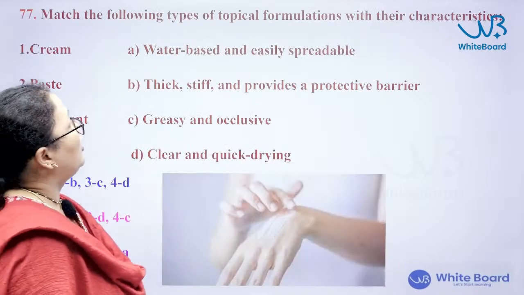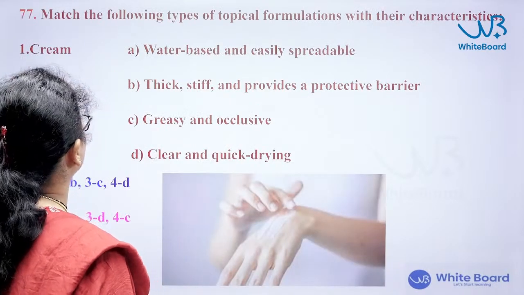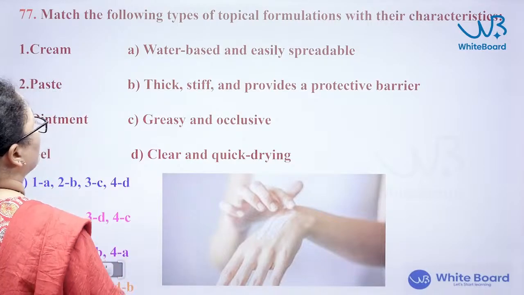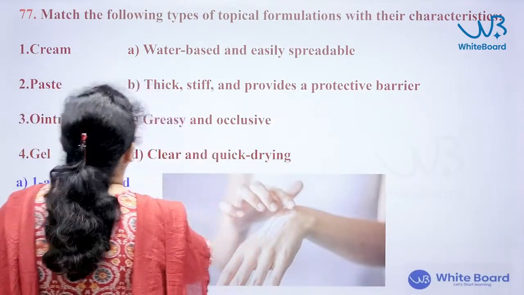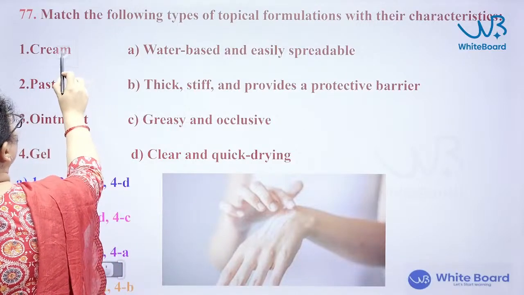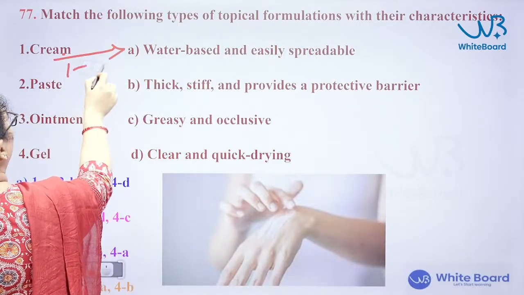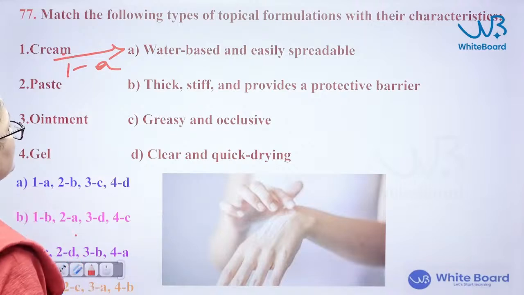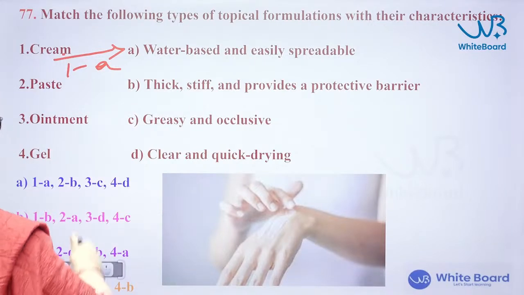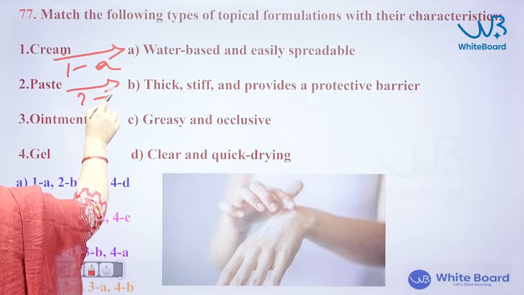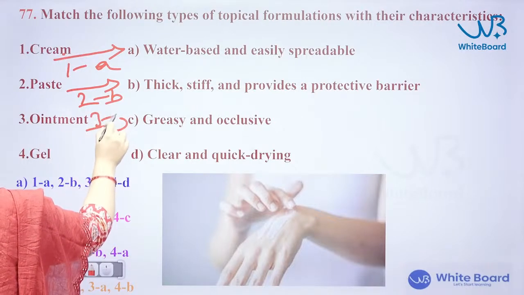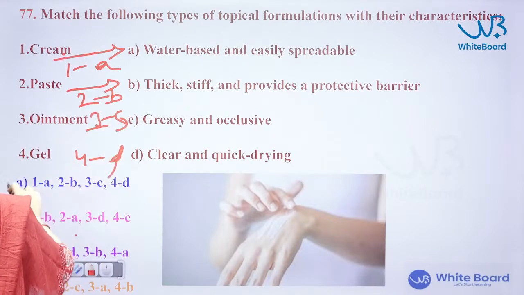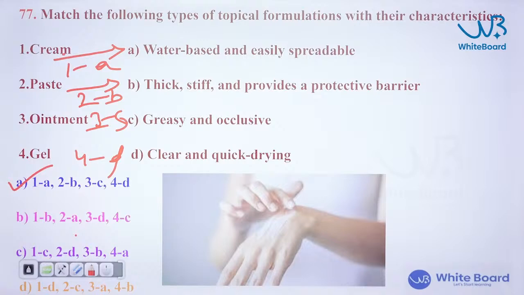Next, match the following formulations with their characteristics. First one, cream. Water based, thick and stiff, greasy and occlusive, clear and quick drying. Coming to this one, first one, A. Next, paste. They are thick, stiff and provide a protective barrier. Yes, 2 is B. Next, ointment. Coming to the ointment, greasy and occlusive, direct match here. Fourth one is D. So, the option is A.